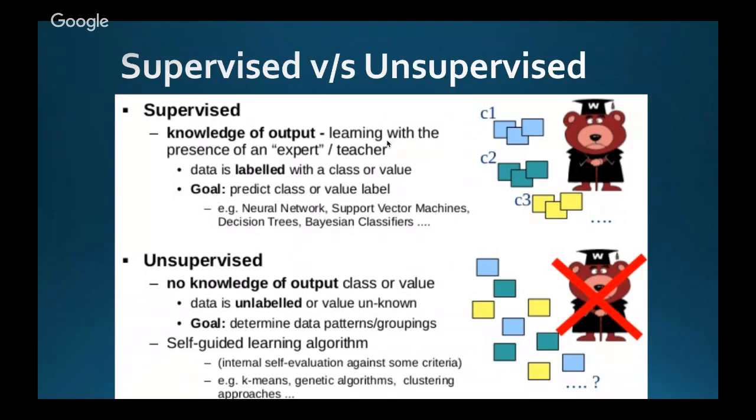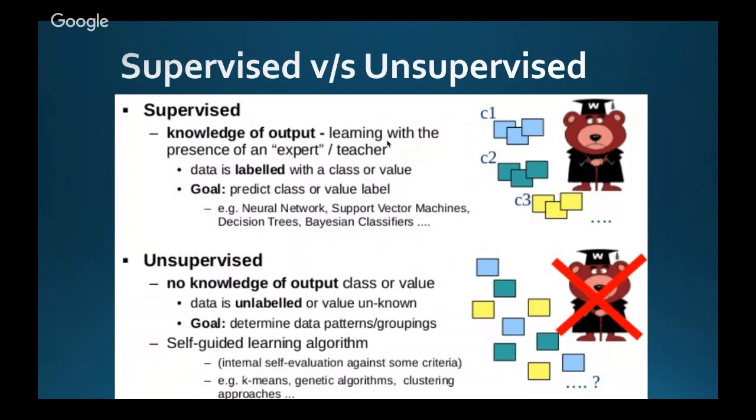So in supervised learning, there is knowledge of the output, that is, learning in the presence of an expert teacher under his supervision. Data is labeled with a class or value, and the goal is to predict the class or value. Examples are neural networks, support vector machines, decision trees, and Bayesian classifiers. All these are examples of supervised learning.